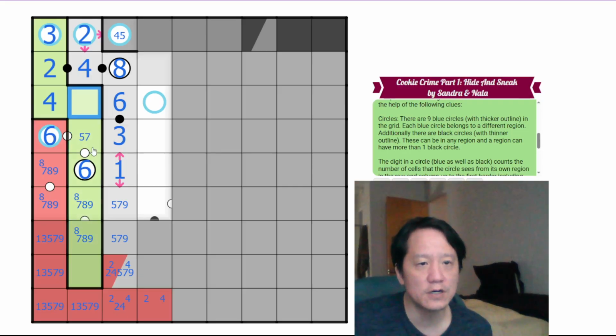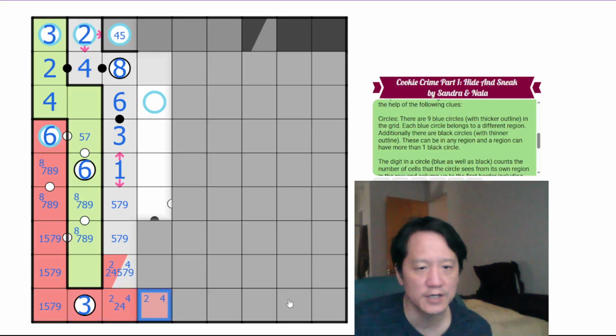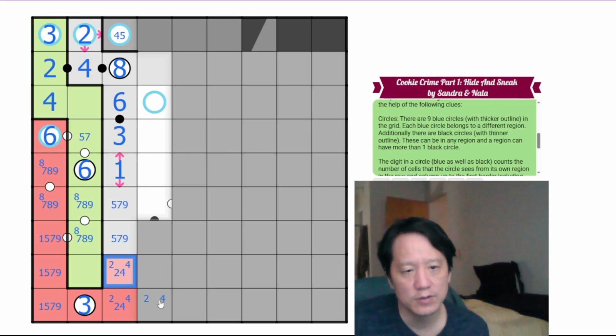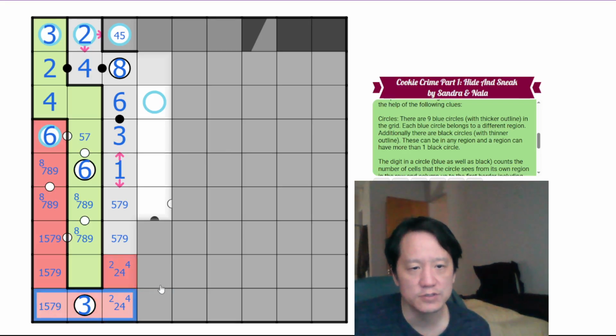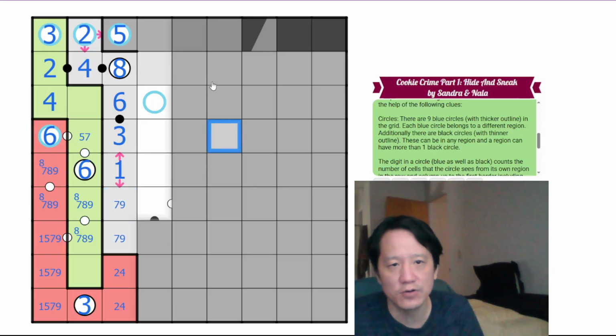Remaining digits in the green region. Well, we don't have a 3. So 3 can't be here. 3 has to be here. So this is 3. That sees only 3 cells, so it cannot see that cell in the region. So that must not be light, it's red. So this must be a 2, 4 pair here, because this cell only sees 3 cells. So this is done as a region. That means this is 2, 4 as a pair, which eliminates 2 and 4 in the rest of the column. This can't be 4, it must be 5. There's no 5 here, no 5 here.